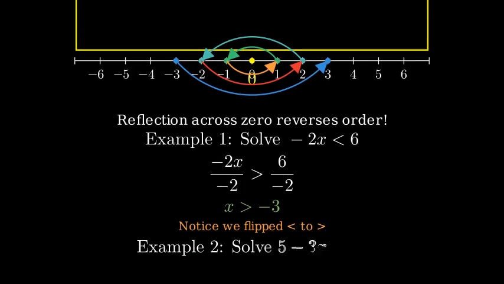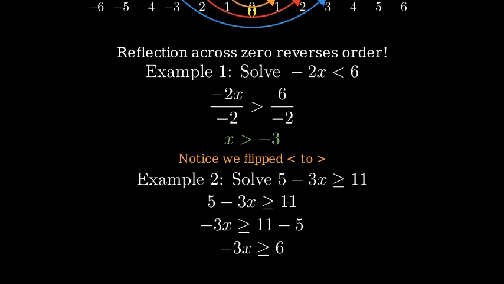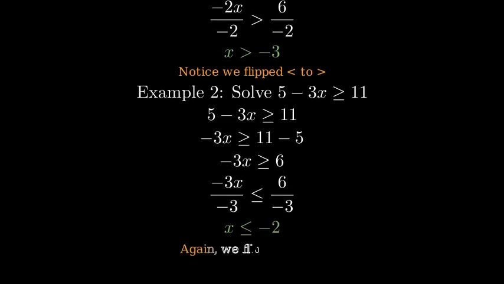Example 2. Solve 5 - 3x ≥ 11. First, let's subtract 5 from both sides. We get -3x ≥ 6. Now, we divide both sides by -3 and flip the inequality sign. The solution is x ≤ -2.